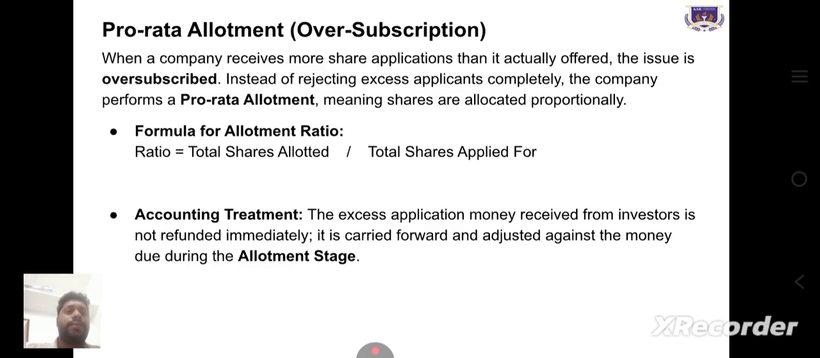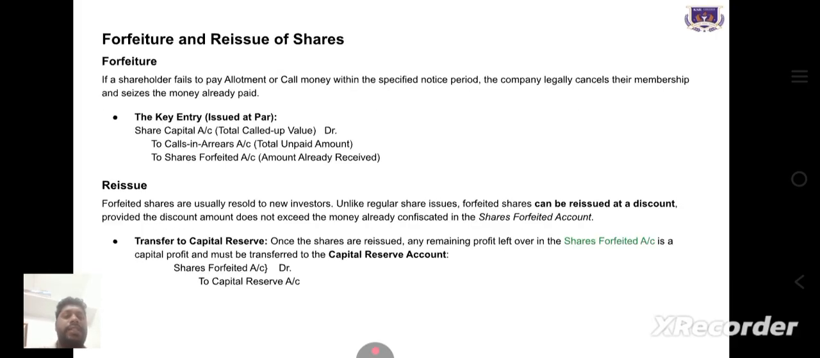Pro rata allotment and over subscription. When a company receives more share applications than actually offered, the issue is oversubscribed. Instead of rejecting excess applications completely, the company performs a pro rata allotment, meaning shares are allotted proportionally, in the ratio of total shares allotted divided by total shares applied. For accounting treatment, the excess application money received from investors is not refunded immediately. It is carried forward and adjusted against the money due during the allotment stage.